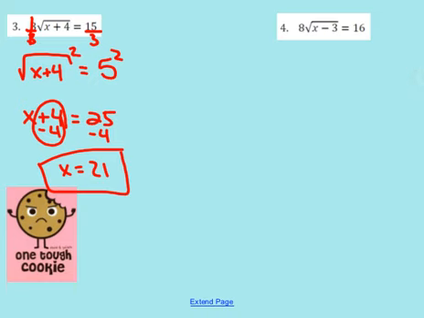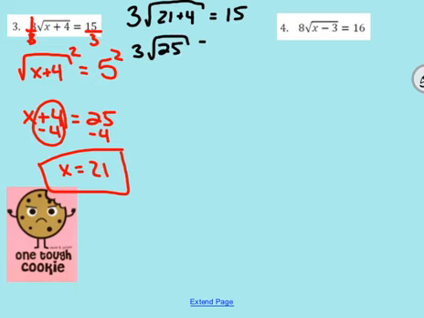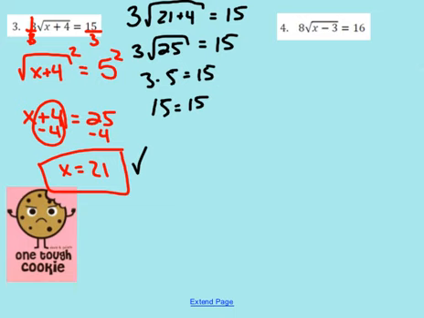Now when I look at this, our original equation was 3 square root. If I plug the 21 in for x, this should work. So I have 3 times the square root of 25, which is 3 times 5, which equals 15. So 15 equals 15. This answer checks. Whenever you want, you can check your answer, but you don't have to. I mean, you can live on the edge a little bit.